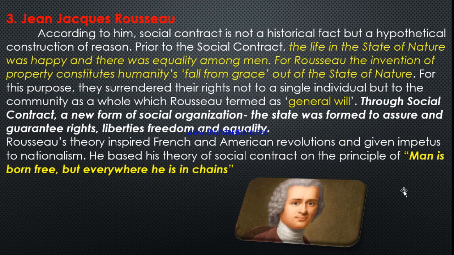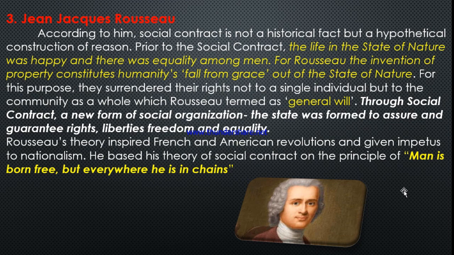Then we have Jean-Jacques Rousseau. According to him, the social contract is not historical but a hypothetical construction of reason. Unlike Thomas Hobbes and John Locke, he has a different view about that thing. He was saying that it was not just rulers, or the people just handing out their freedom and choosing a sovereign over them, but it was the general will of society that they chose the servant to rule them.